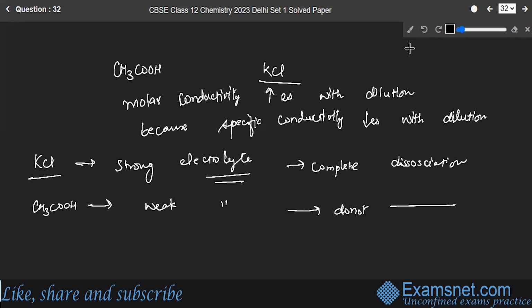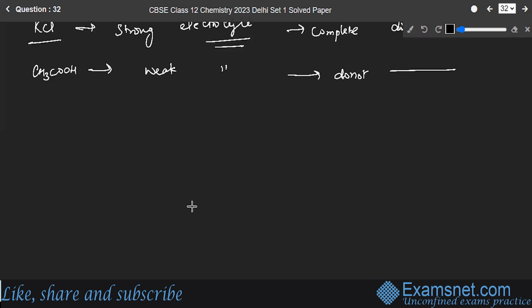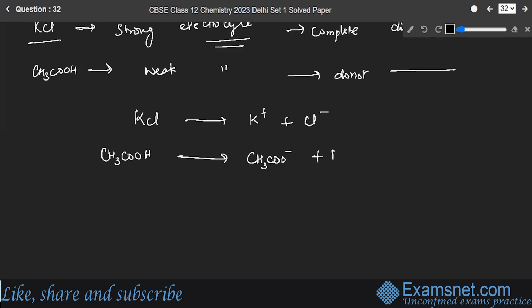One thing more, the number of ions produced. This was a difference; the similarity is that the number of ions produced after dissociation is equal. KCl will give you K plus and Cl minus, and CH3COOH will give you CH3COO negative plus H plus. So the number of ions produced after dissociation is equal. This is the similarity, and this is the difference between the two. Hope you got that. Let's move to the next question.